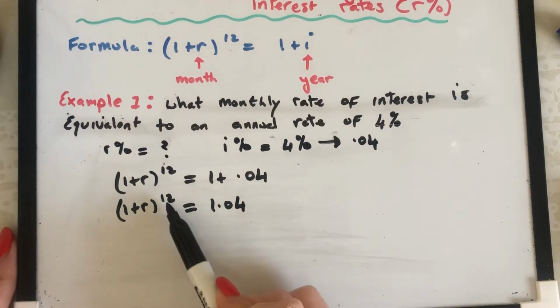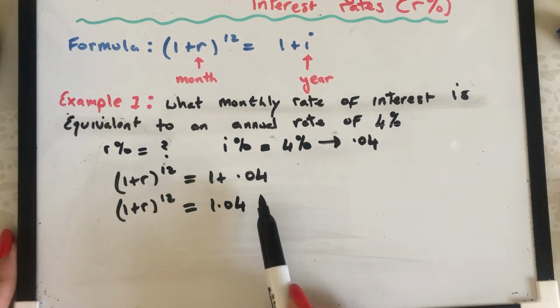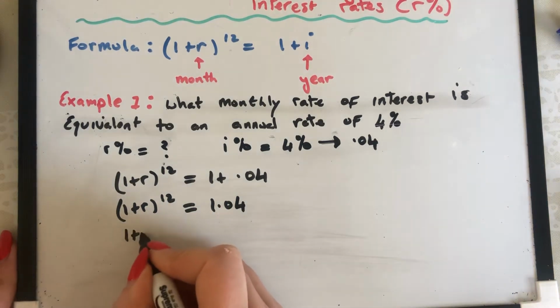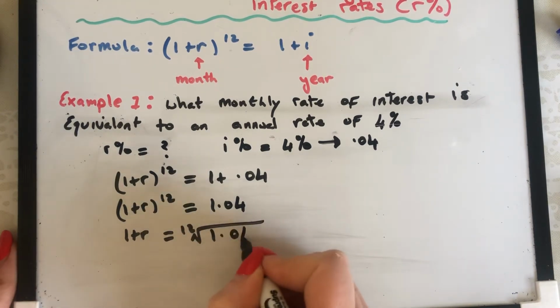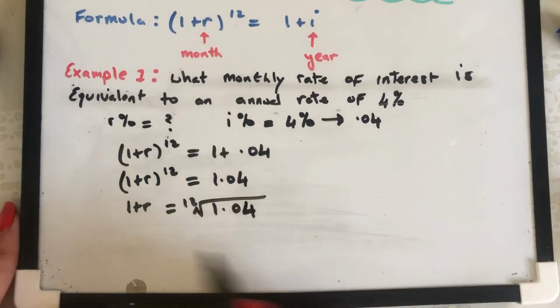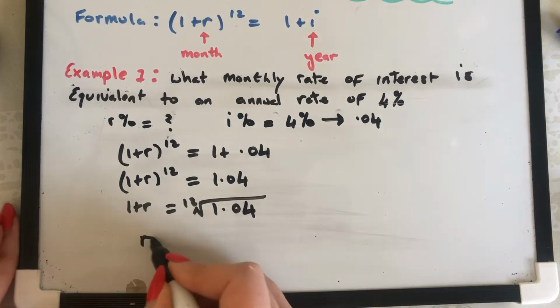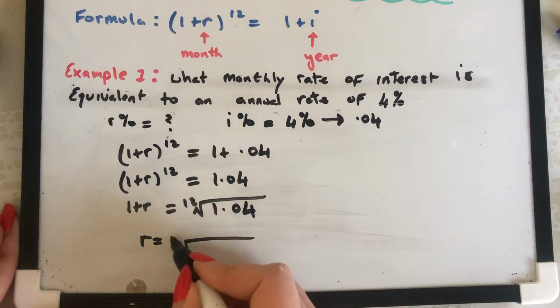Now we're trying to isolate the R to get a value for the R. You can see here there's a power of 12, so on the opposite side of that, we're going to get the 12th root. So we have 1 plus R is equal to the 12th root of 1.04. And then we're going to bring over this 1, make it a negative 1. So now we have R all on its own.